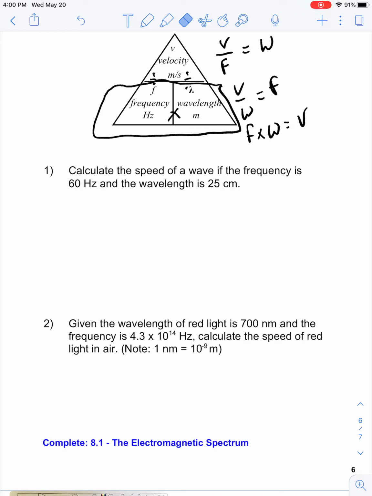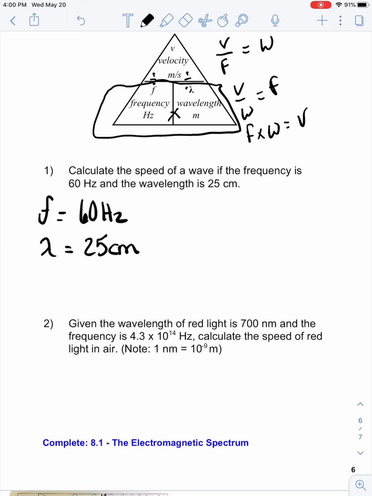Okay, so let's quickly take up these questions. Whenever you're doing any types of questions like this, you always have to state your givens. So in question 1, we have the frequency, which is going to equal 60 hertz. And we have wavelength, which is equal to 25 centimeters.